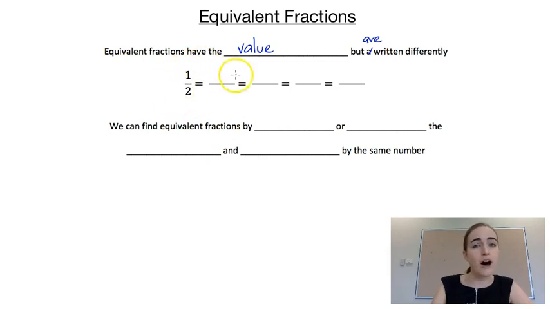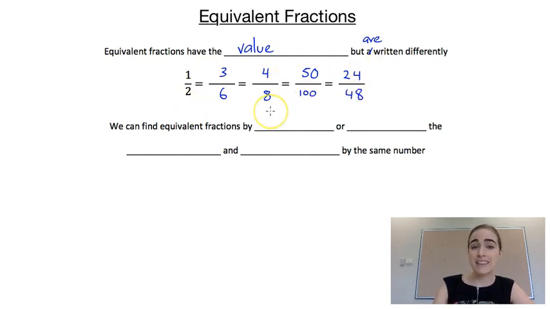So for example, a half, we could write that as 3 out of 6 because 3 out of 6 is still a half. We could write it as 4 out of 8, for example. We could write it as 50 out of 100. It's really up to you. For example, 24 out of 48. All of those fractions mean the same thing. The top number is still half of the bottom number, but they're all just written slightly differently.